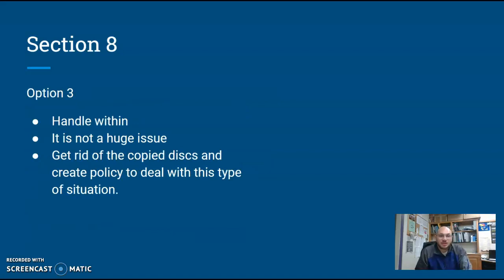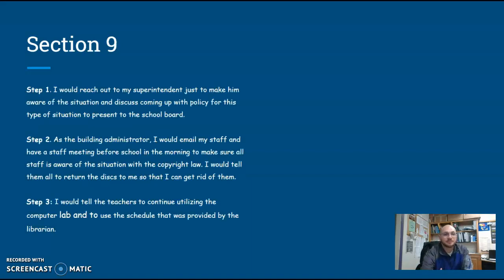Handle it within, it's not a huge issue. Get rid of the copied disc and create a policy to deal with this type of situation. That's kind of a summary. I'll go over the steps in a second.